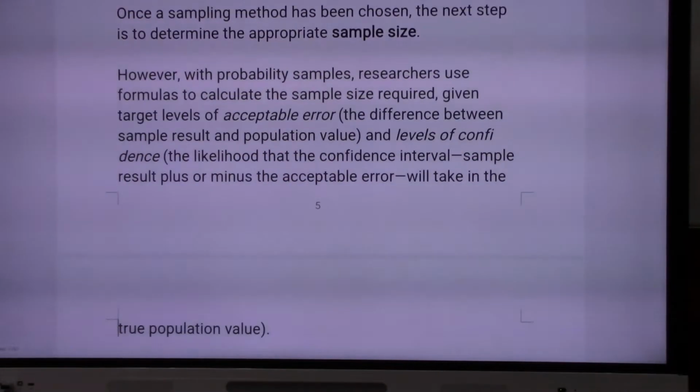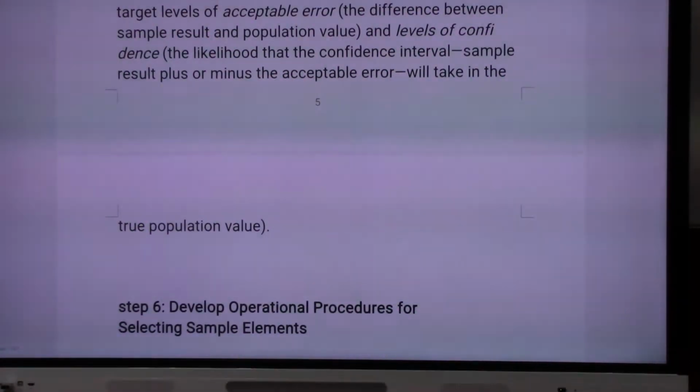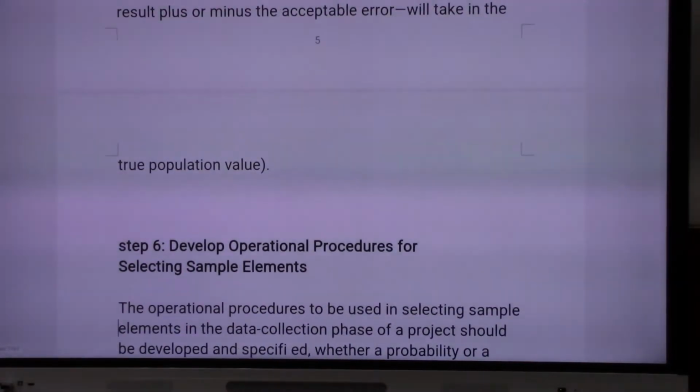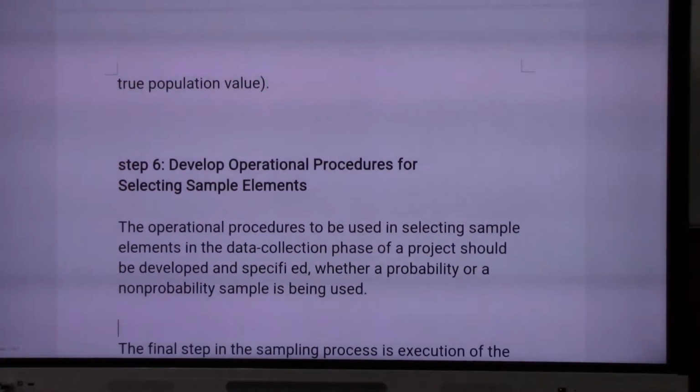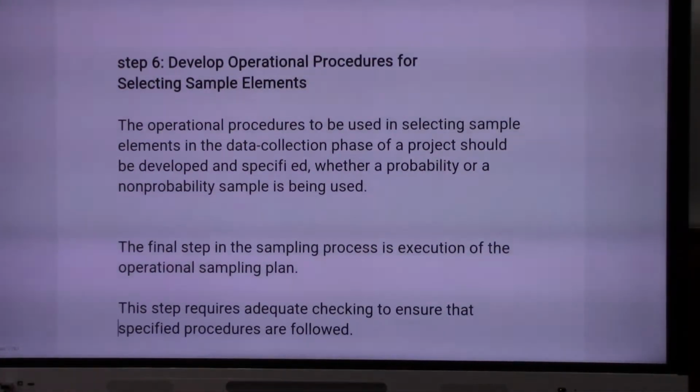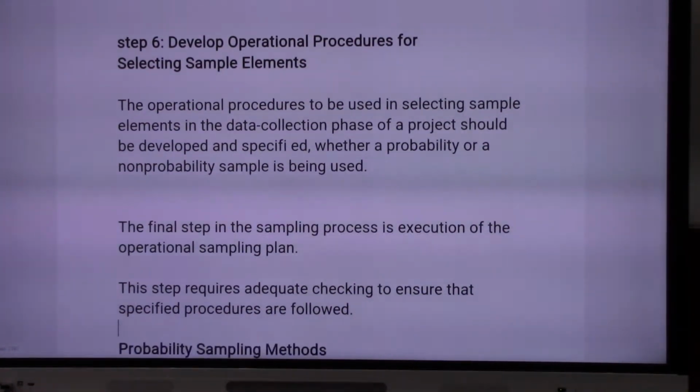The last step in the sampling process is developing an operational procedure for selecting sample elements. The final step is execution of the operational sampling plan. This step requires adequate checking to ensure that specific procedures are followed.